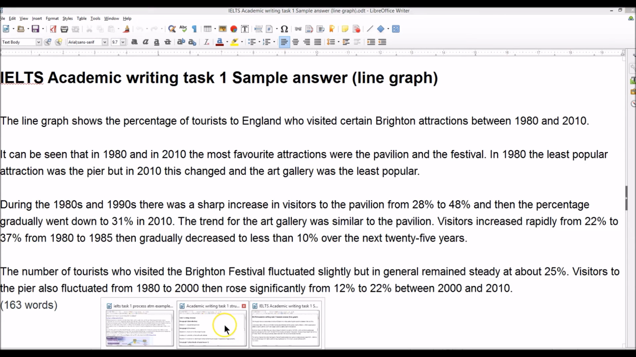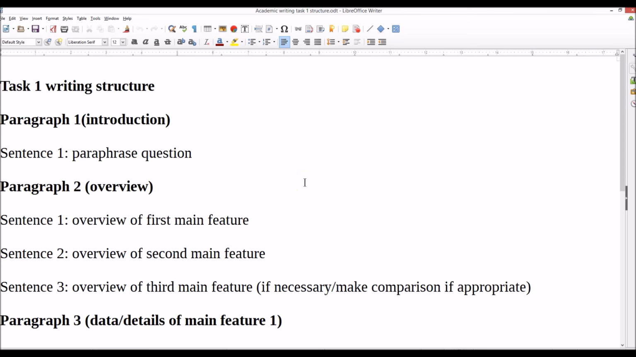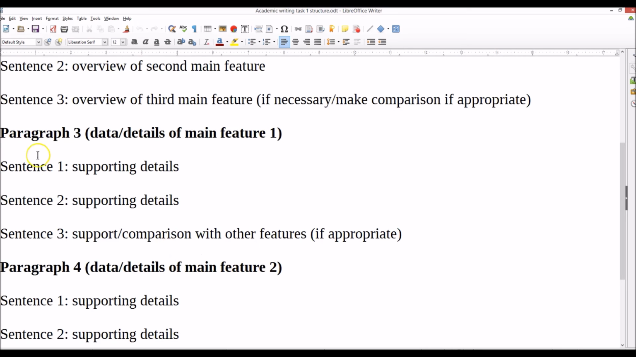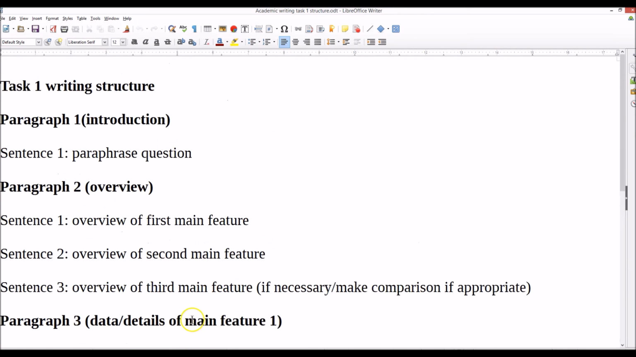If we take a look again, it's pretty straightforward. You paraphrase, then the overview, then the details. That's it. No conclusion, no long-winded introduction, because it's not an essay.